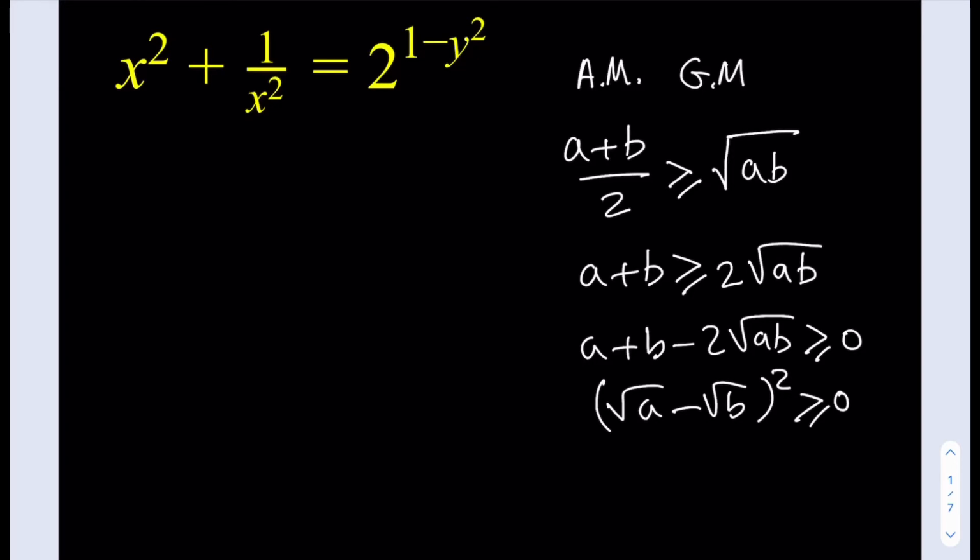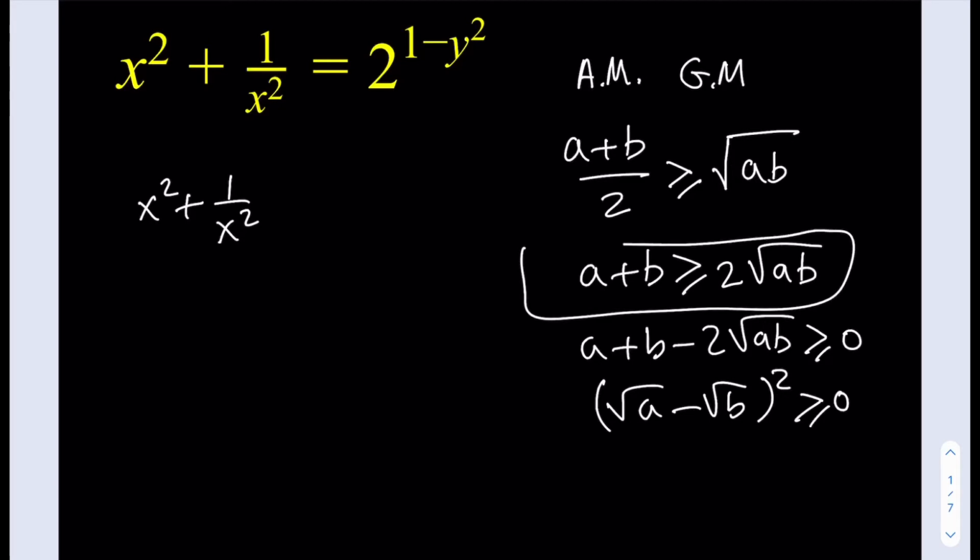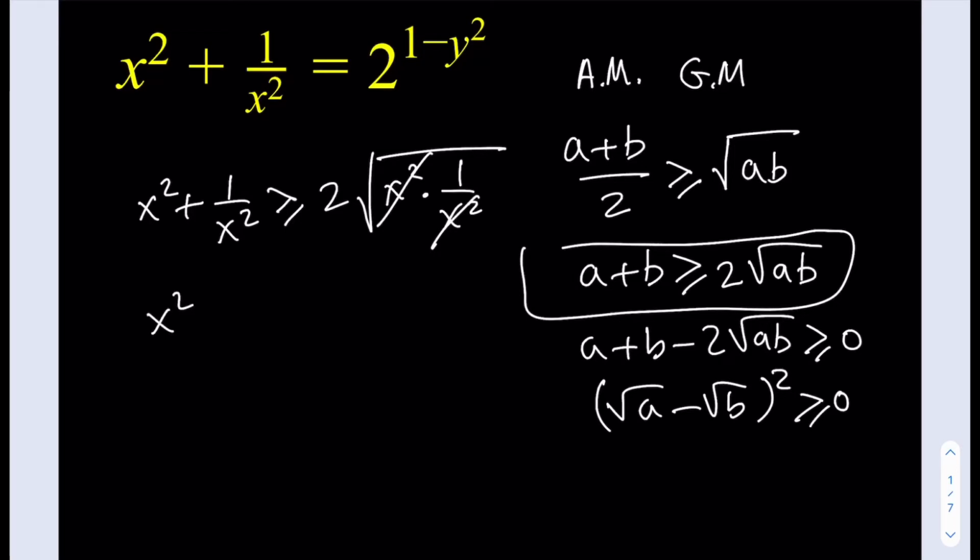Well, we're going to take a and b as these two numbers here, x squared and 1 over x squared. So we're going to have their arithmetic mean first, which is their sum, x squared plus 1 over x squared. So I'm using this version here. That's going to be greater than or equal to 2 times the square root of x squared times 1 over x squared. And obviously, they're going to cancel out, and we're going to get x squared plus 1 over x squared being greater than or equal to 2.